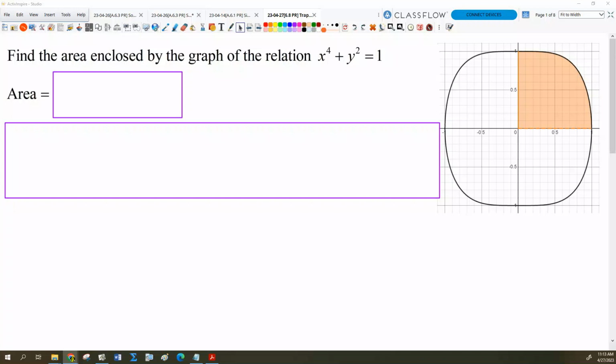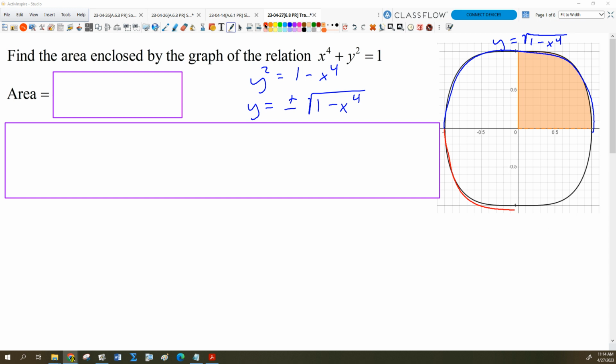Yeah, I solve for y, right? If I solve for y, I would just get y squared equals 1 minus x to the fourth. So y equals plus or minus the square root of 1 minus x to the fourth. The top function would be y equals positive square root of 1 minus x to the fourth. And the bottom function down there would be y equals negative the square root of 1 minus x to the fourth.